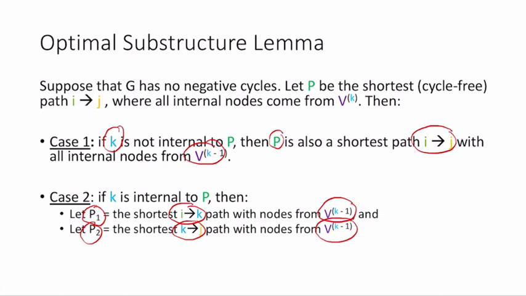Okay, so what does that look like in picture form? Well, if I have a vertex i and a vertex j, I can have any number of vertices on that path.